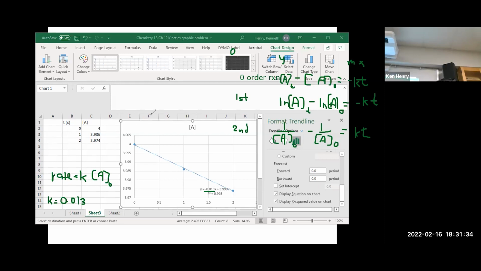No, it wouldn't be negative K because the equation is A_t minus A naught equals negative k, right? So the negative is already there. The negative is there. So then the k has to be 0.013. Do you see that? Yeah.